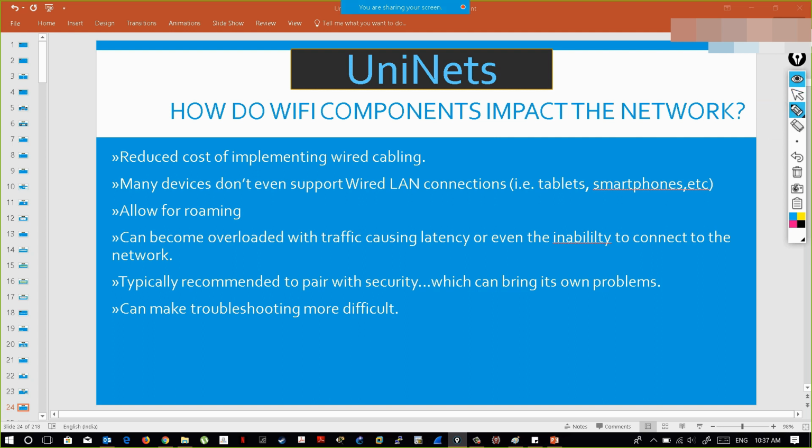Then this can become overloaded with traffic, causing latency or even the inability to connect to the network.